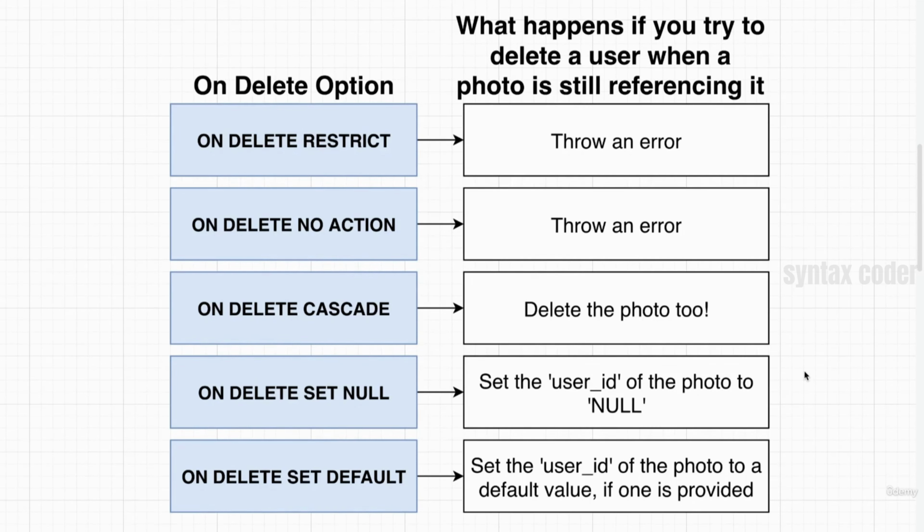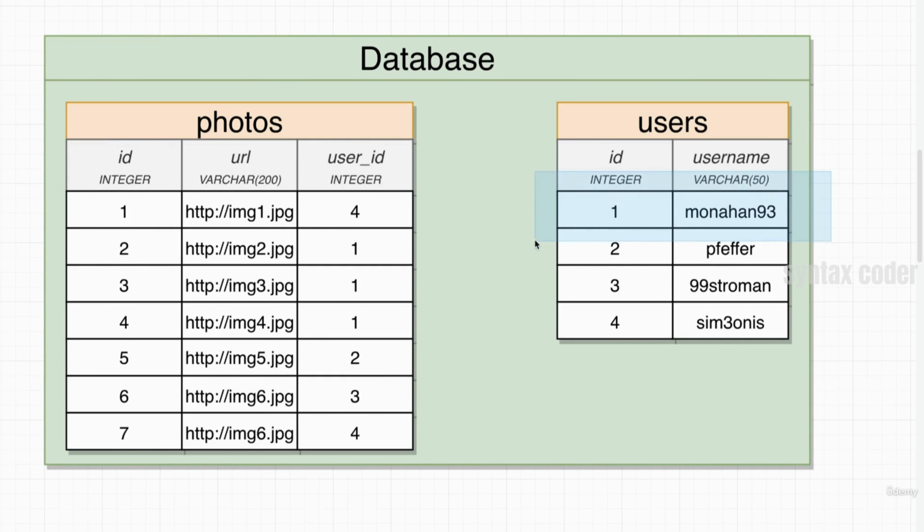Some other options we have are set null. So in this case, if we delete a user, we're going to find all the photos associated with that user and set the user ID of them to null. So in that scenario, we can imagine we would delete user with ID 1, and then we would go to null, null, and null. So these photos will still exist, but there is a clear sign here that says there is no user associated with them.